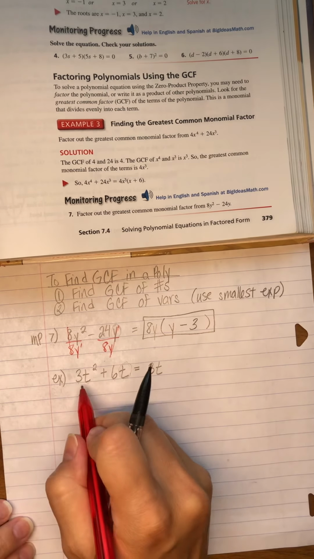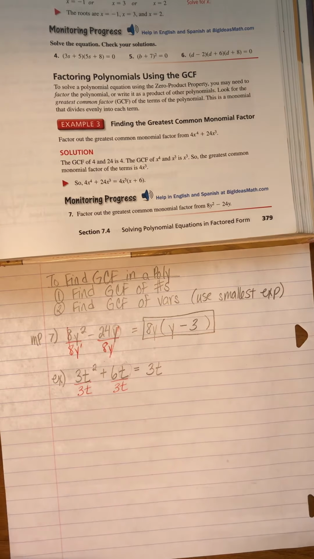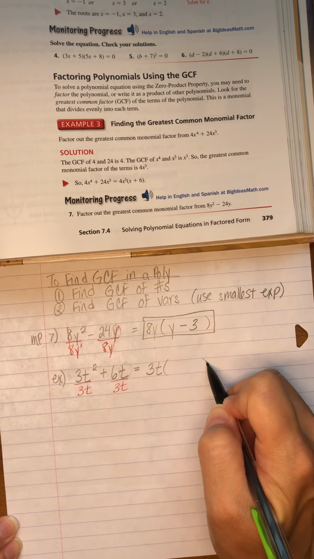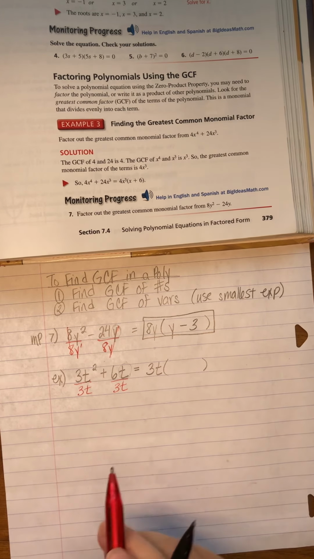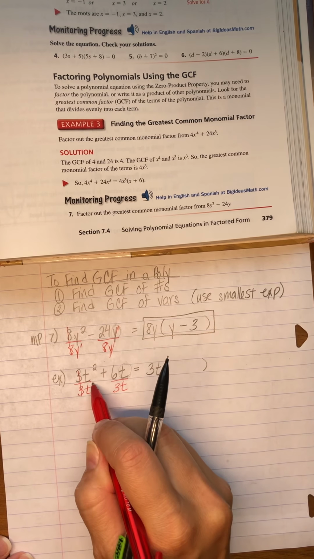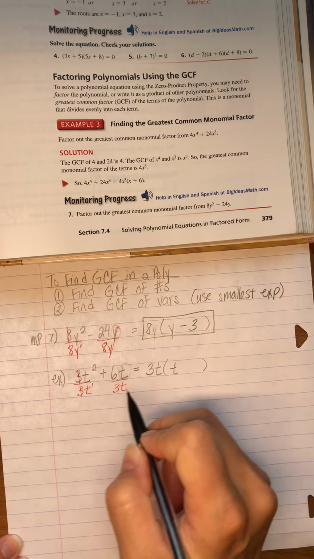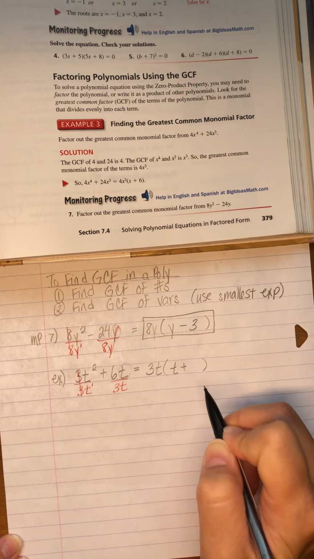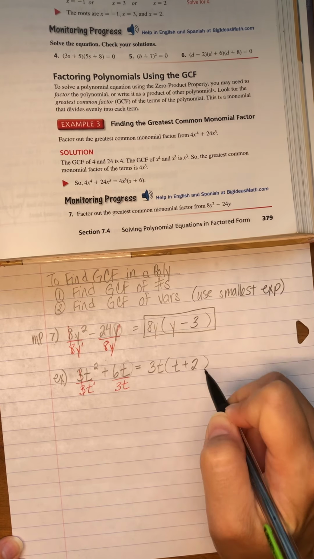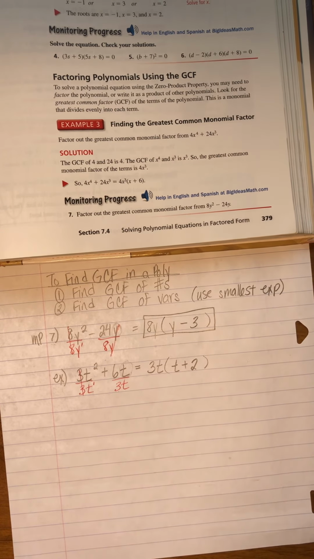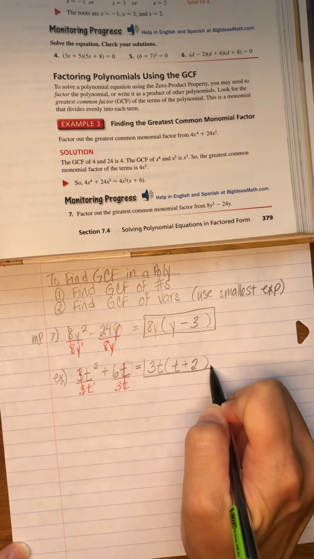Now I'm going to divide 3t out of each of these terms, and that's going to tell me what I have left in this second polynomial in here. So the 3's are going to cancel out, and t squared divided by t would just be t. Carry over the plus sign. 6 divided by 3 would be 2, and then t divided by t, these t's would cancel out. So this would be our factored form, just like that.